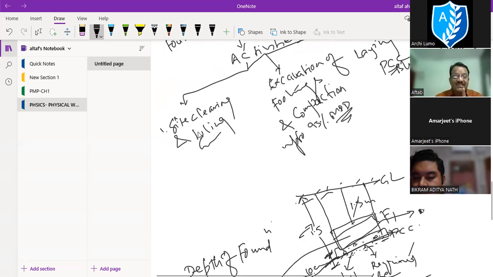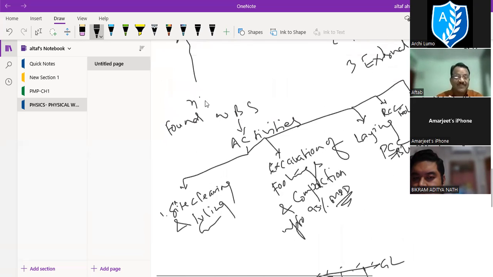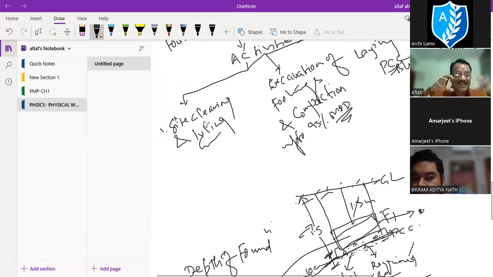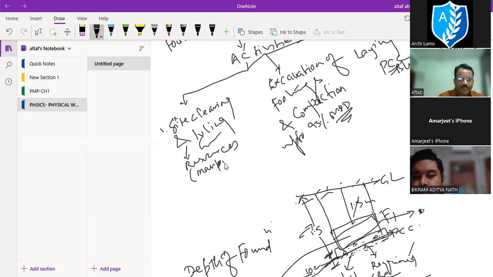But why is every activity called an activity? Because it is work being done directly on the site. That is the reason it is called activity. How? This site clearing will consume resources. What resources will it consume? You have to apply manpower. You have to apply machinery. For leveling, grading, you have to use a grader, no? Are you getting it? Manpower, machinery.